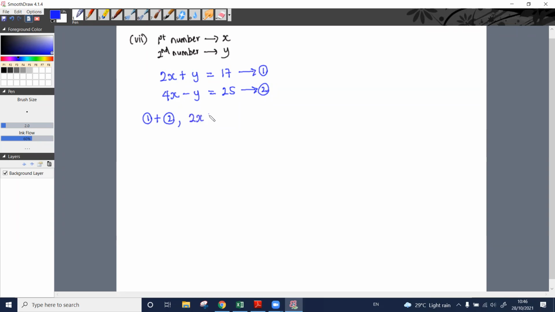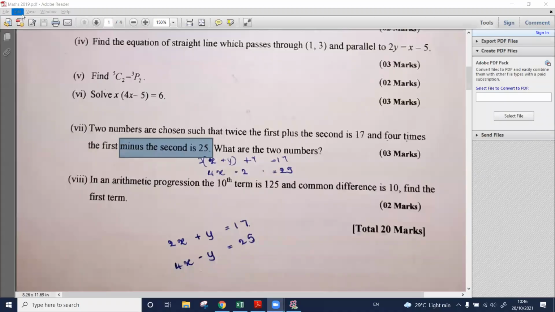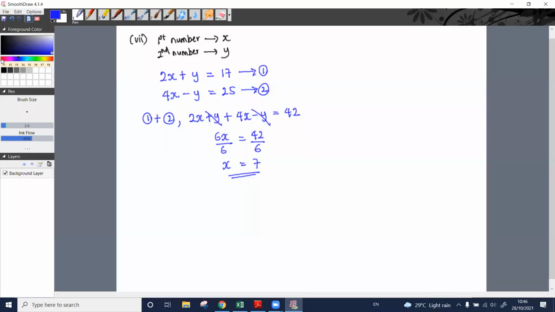Right. 2x plus y plus 4x minus y should equal 42. See here, plus y and minus y cancel. We will remain with 6x. 6x equals 42. Divide both sides by 6. Therefore, x should be equal to 7. Part 7, 3 marks.